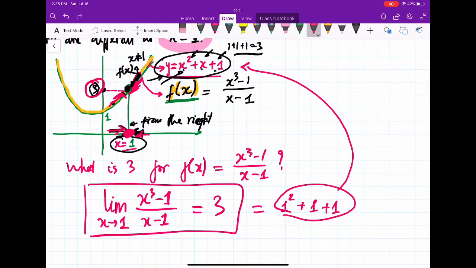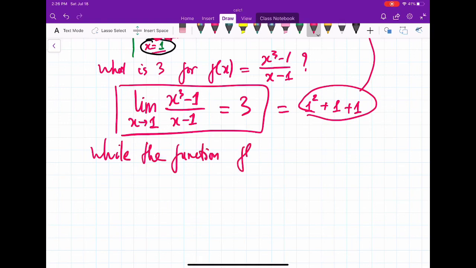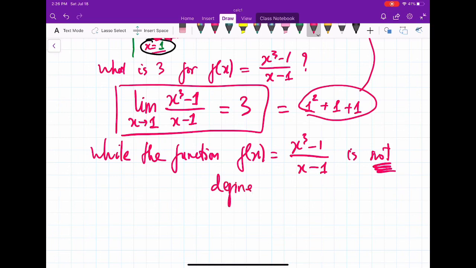Okay? So this is a very typical example about limits. Makes sense? When the function is not defined at some point, but the function has a limit at that point. Let me write that in here. The function f of x equal to x cubed minus 1 over x minus 1 is not defined at x equal to 1, but the function has a limit at x equal to 1.